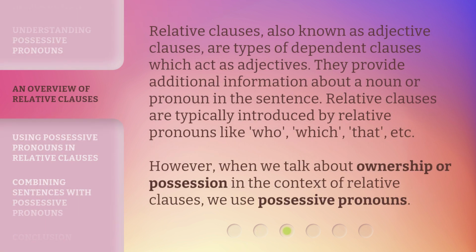Relative clauses, also known as adjective clauses, are types of dependent clauses which act as adjectives. They provide additional information about a noun or pronoun in the sentence. Relative clauses are typically introduced by relative pronouns like who, which, that, etc. However, when we talk about ownership or possession in the context of relative clauses, we use possessive pronouns.